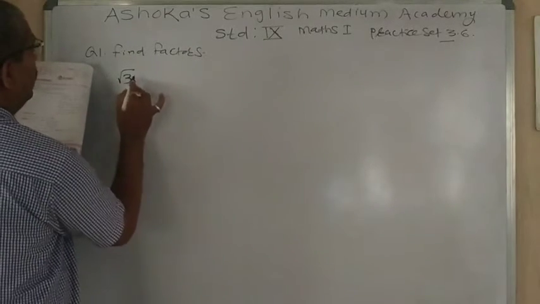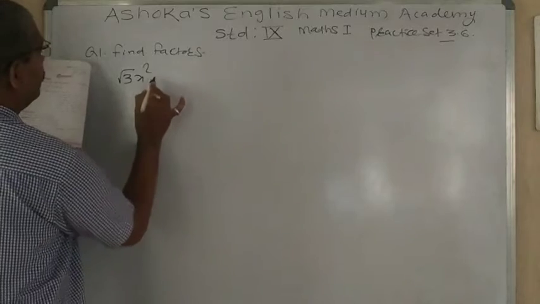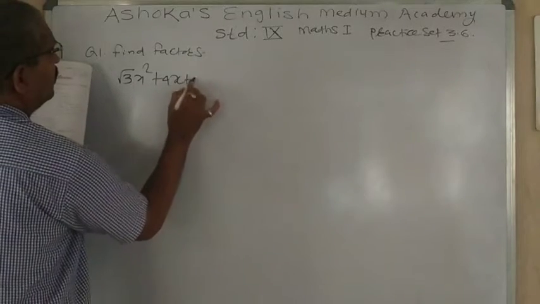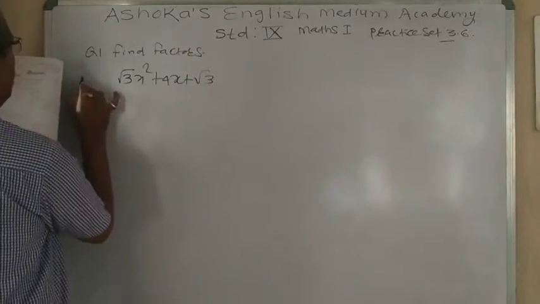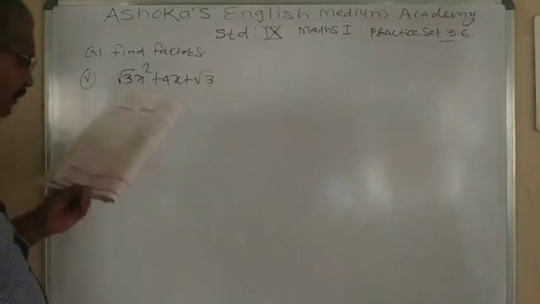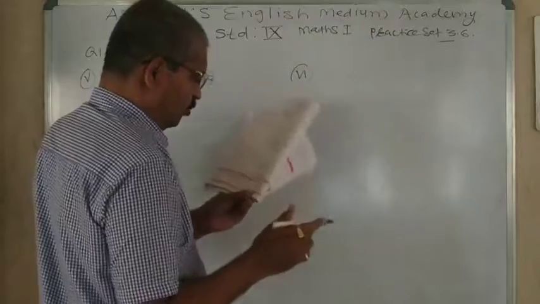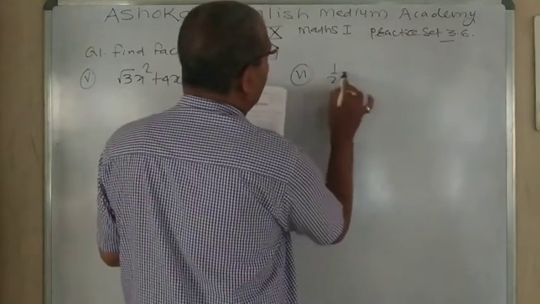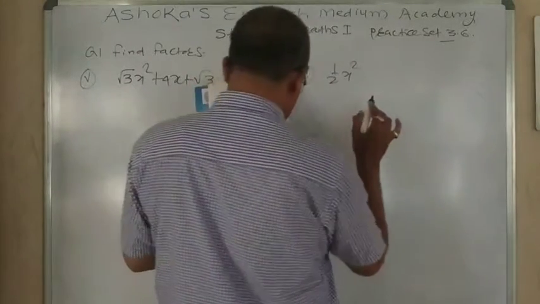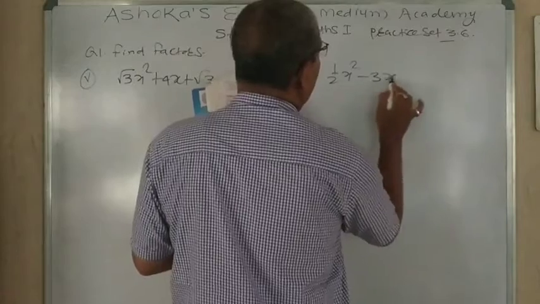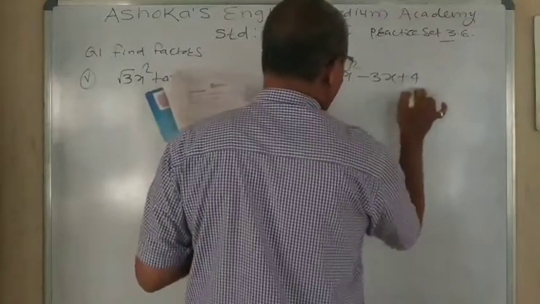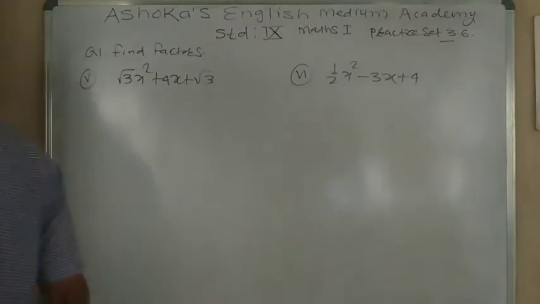Root 3 x square plus 4x plus root 3. This is question number 5 and this is question number 6. These two questions are a little bit different from the first, second, third and fourth. That's why I am taking this. Be attentive. Look here at what to do.